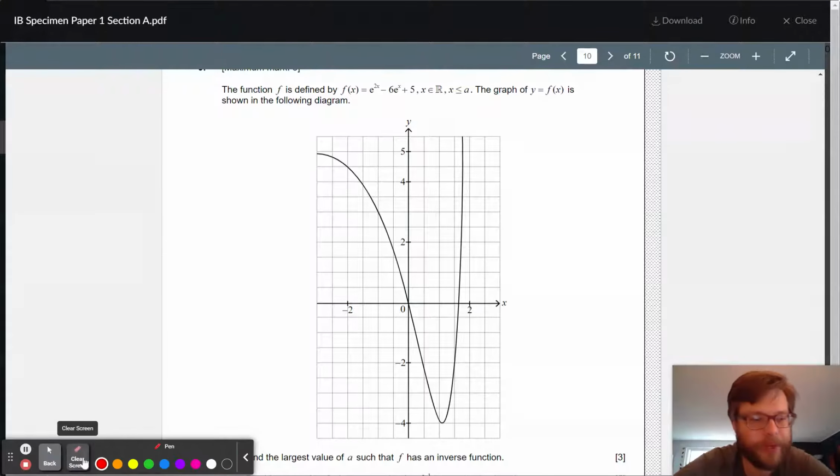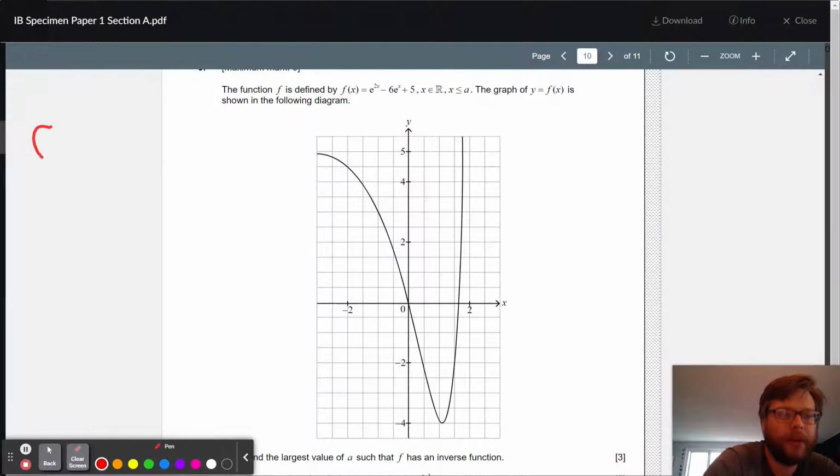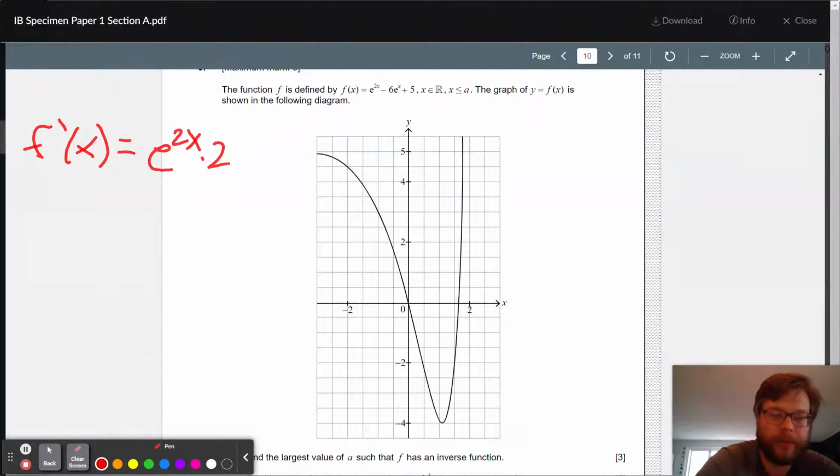And so I'm going to take the derivative and set it equal to 0. So f prime of x, when you have e to the x, it stays the same. Then you do the chain rule. So derivative of 2x is 2. 6e to the x stays the same. The derivative of 5 is nothing. We're trying to find a minimum, so we're setting that equal to 0.